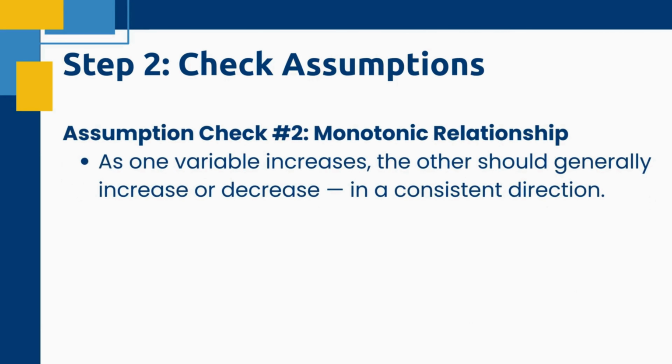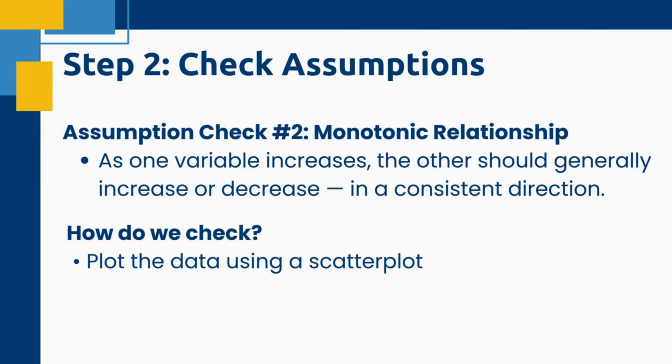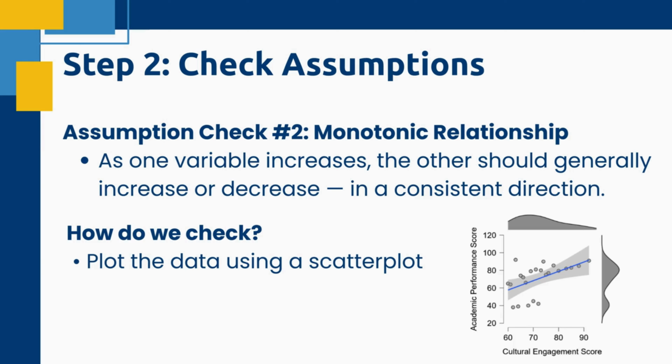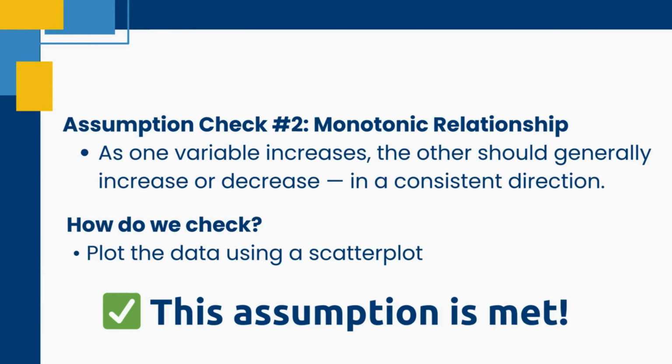Second, there should be a monotonic relationship between the two variables. This means that as one variable increases, the other should generally go up or go down. And to check this, we can plot the data on a scatter plot. If the dots show a steady upward or downward pattern, even if it curves, we're good. If that's what we see, then this assumption is also met.